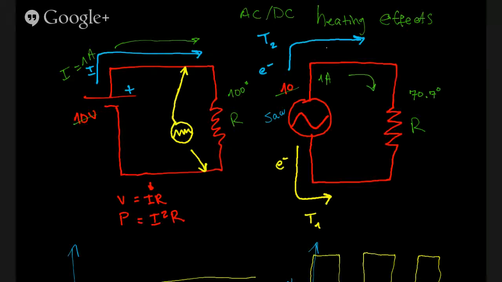All right, that's a disparity. It's pretty easy to figure out that disparity compared to DC. We've got a power factor of 0.707. That's just 70.7 over 100. So the effective value of alternating current, empirically, would be 0.707 times the maximum current.